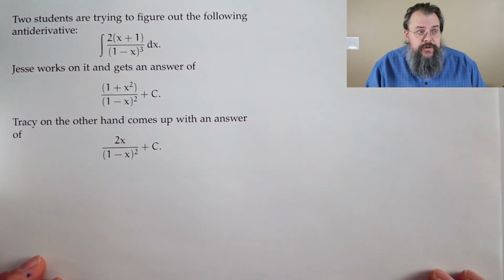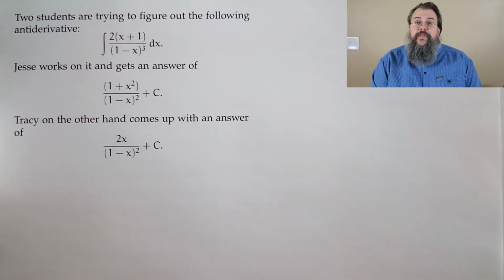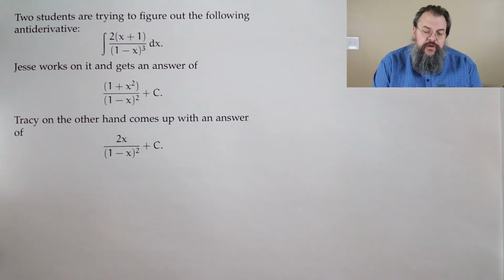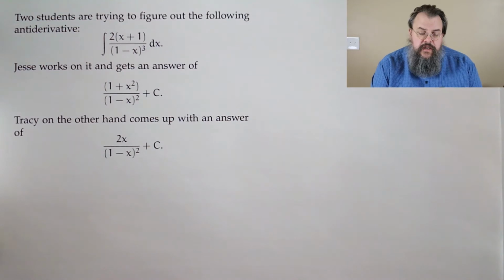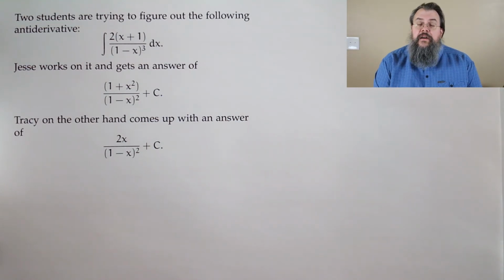All right, our next problem. So, two students are trying to figure out the following antiderivative: the integral of 2 times (x plus 1) over (1 minus x) cubed dx. Oh, all right. Jesse works on it and gets an answer: (1 plus x squared) over (1 minus x) quantity squared plus C. All right, well, that's great. I wonder how Jesse did that. I don't know. Now, Tracy, on the other hand, comes up with an answer of 2x over (1 minus x) quantity squared plus C. All right, great.